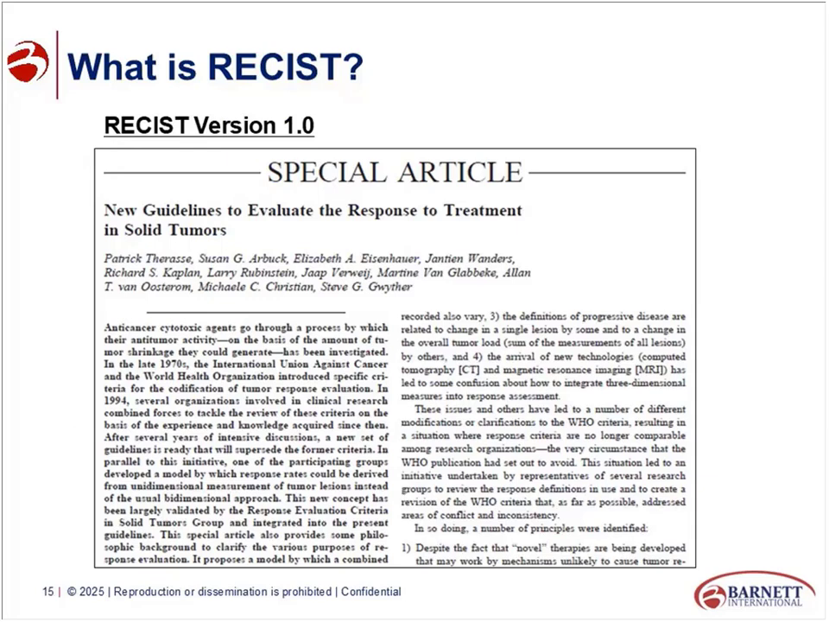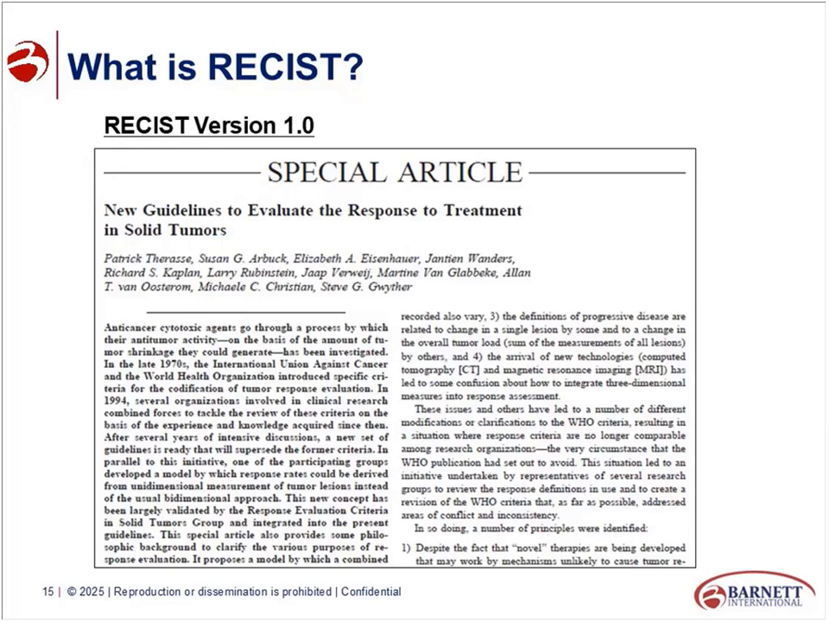RECIST version 1.0 was first published in the Journal of the National Cancer Institute in 2000. And again, it sets forth the rules to define when cancer patients respond, progress, or remain the same over the course of a treatment. Version 1.0 was originally intended for the assessment of solid tumor response in phase 2 clinical trials, but since its publication, the criteria has been adopted across all phases of clinical trials.